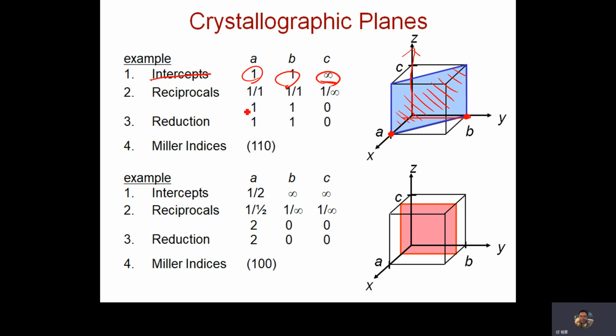And we take the reciprocal. We get 1, 1, 0. Therefore its Miller indices are 1, 1, 0.